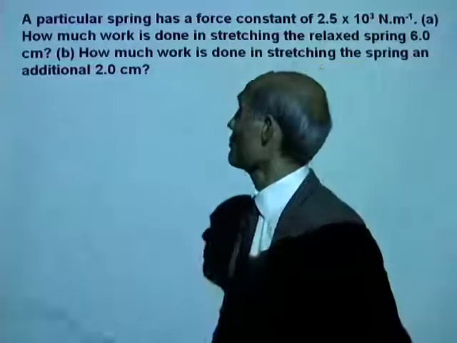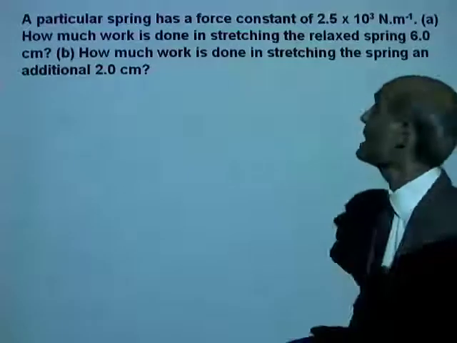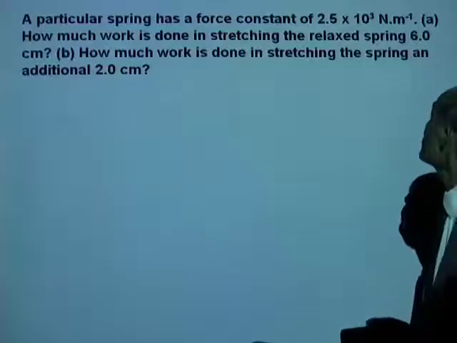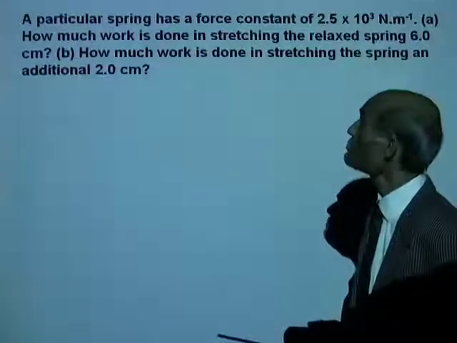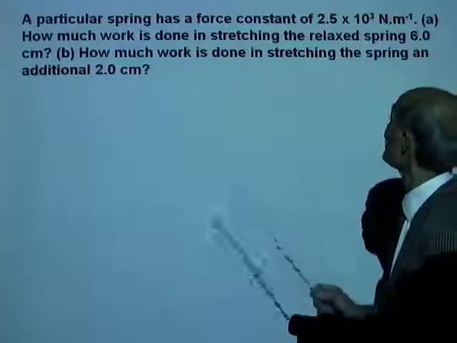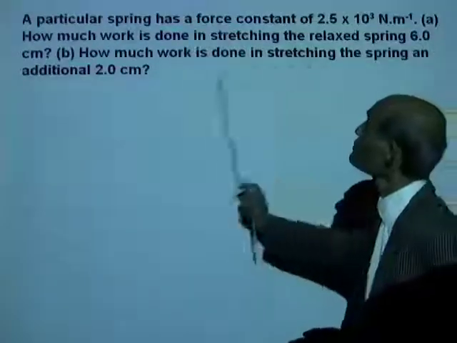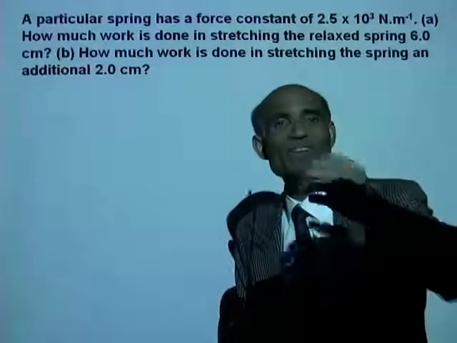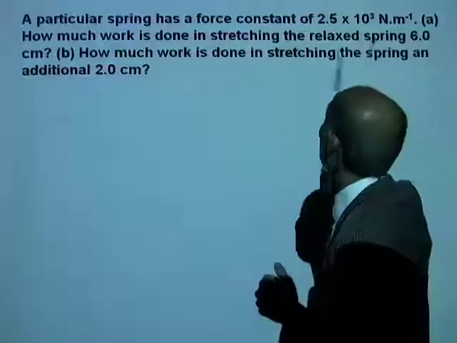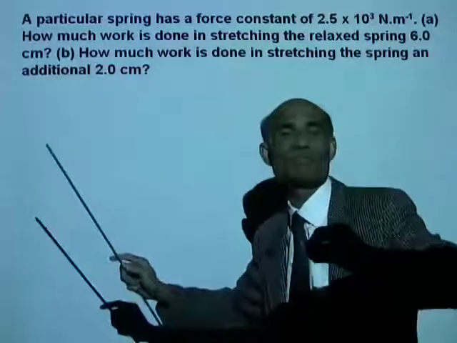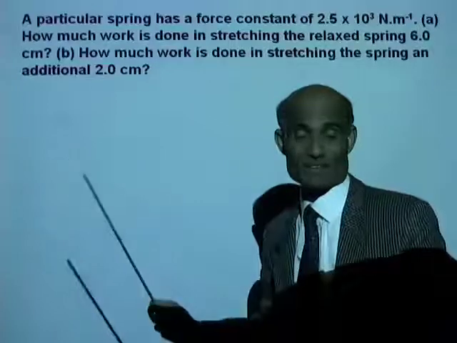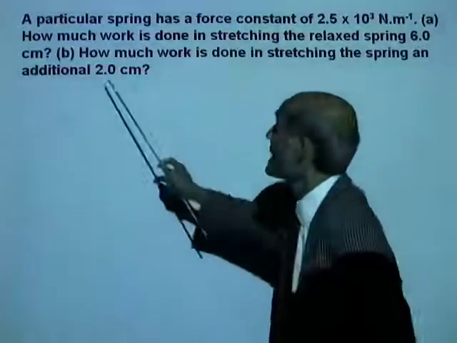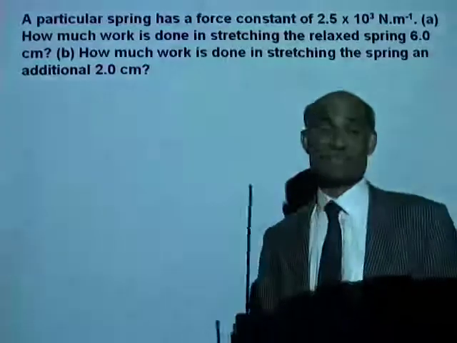Let's start with this problem. A particular spring has a force constant of 2.5 times 10 to the 3 Newton per meter. How much work is done in stretching the relaxed spring 6 centimeter? Well, the relaxed spring means your x1 equal to 0. You got to stretch the spring by a distance x equal to 6 centimeter. Well, straightforward, is that right? And how much work is done in stretching the spring an additional 2 centimeter?